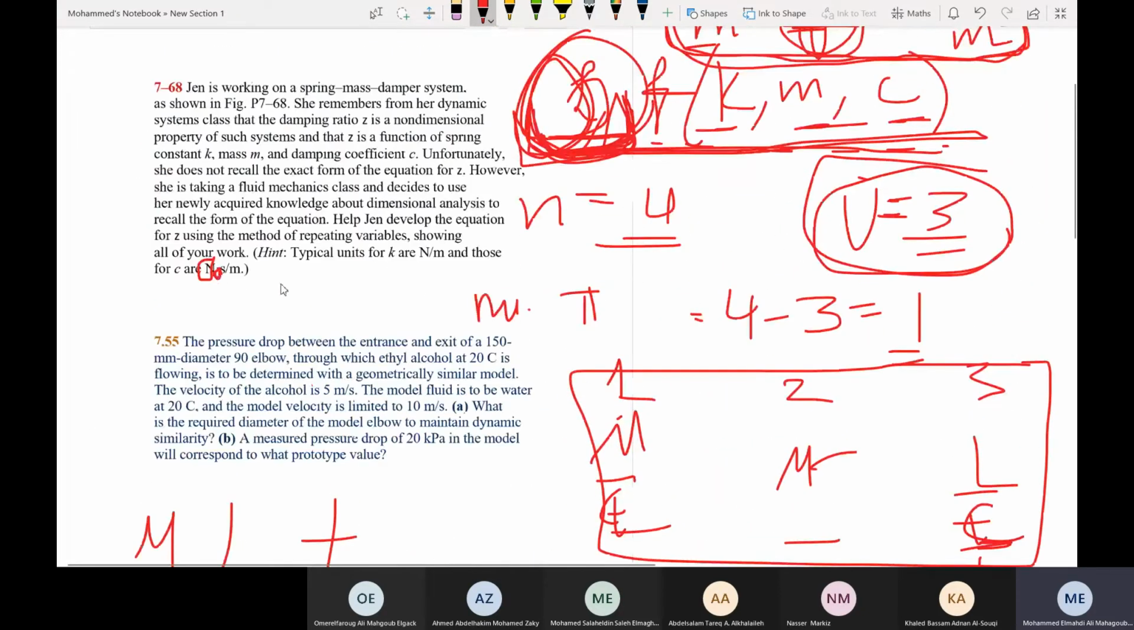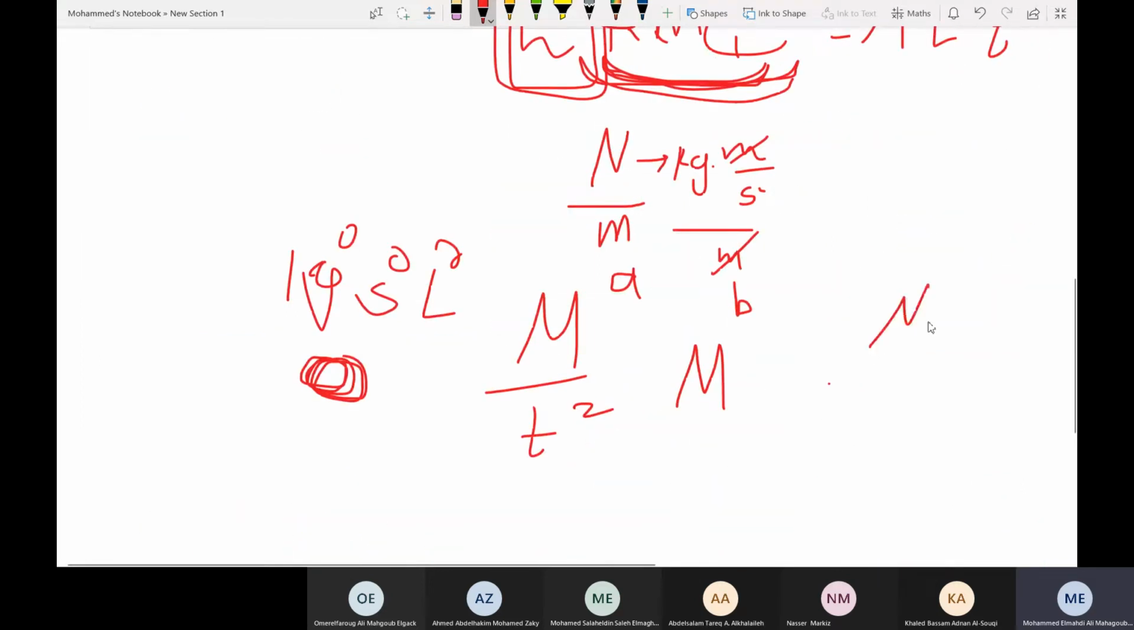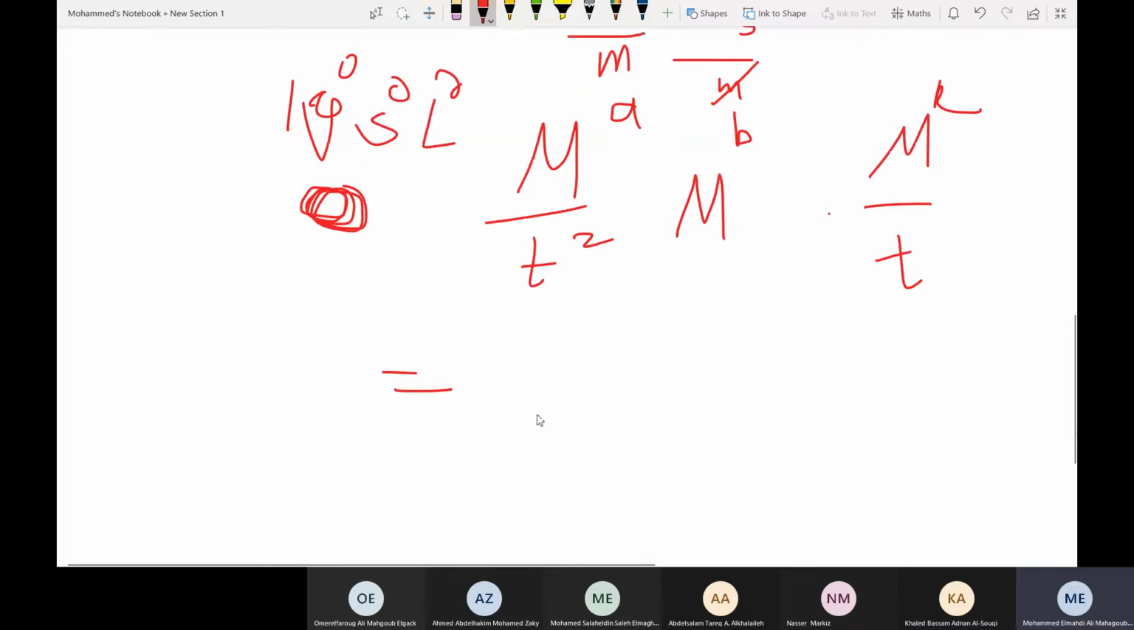N dot s is kilogram dot meter per second squared dot s over meter, meter with meter, this with this. So kilogram over T, okay? M over T to the power A, to the power B, to the power C. The multiplication of these three will give me M to the power zero, T to the power zero, L to the power zero, okay? I don't have L.